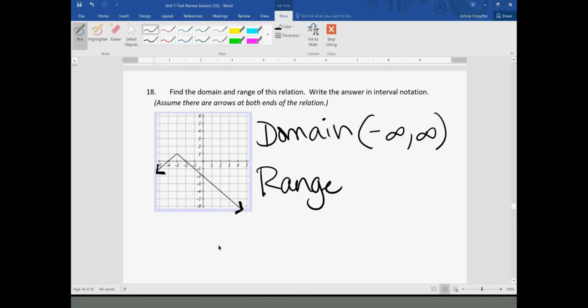Now the range is your possible y values. Starting from the bottom, it's an arrow from negative infinity, and it's going all the way up to positive 1 on the y-axis. And then it doesn't include 1, so we're going to use a bracket. If it was an open circle here, then you would use parentheses. All right?